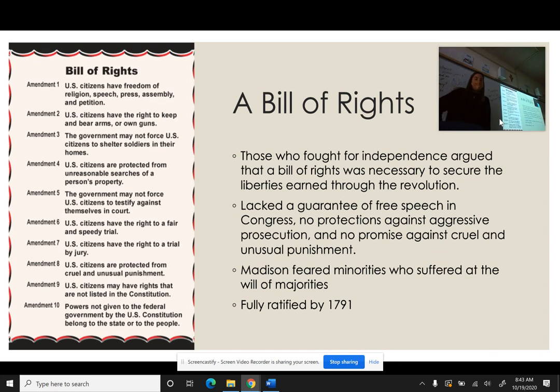Next up, we have the Second Amendment. This is the right to bear arms or to own guns. This is a highly debated amendment in today's political climate. Amendment 3, that the government cannot force U.S. citizens to shelter soldiers in their homes.